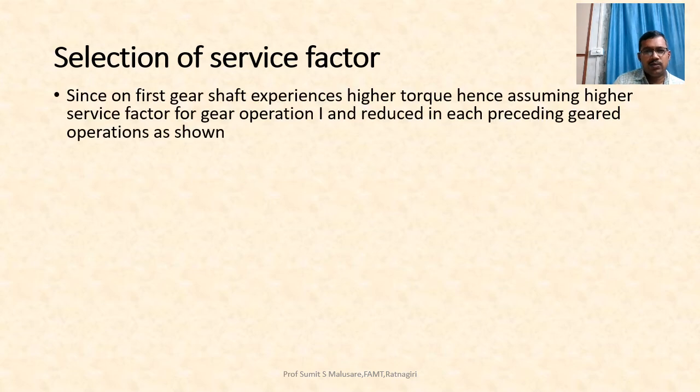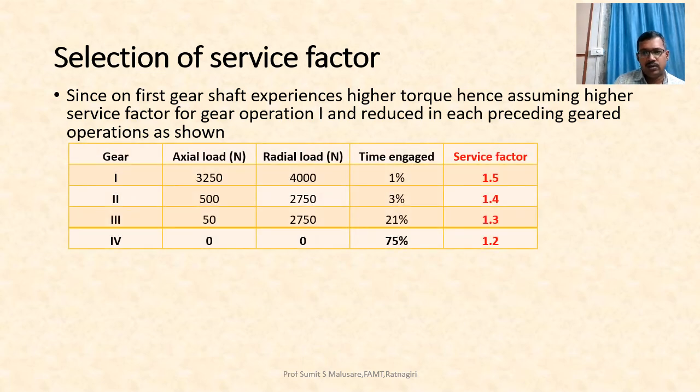So first we go for the service factor. Since the first gear of the bicycle has the highest torque, we consider the higher service factor for gear 1, gear 2, and then we reduce down to gear 4 as shown. So gear 1 is 1.5, gear 2 is 1.4, gear 3 is 1.3, gear 4 is 1.2. You can assume 2, 1.8, 1.6, but show the decrease in service factors.